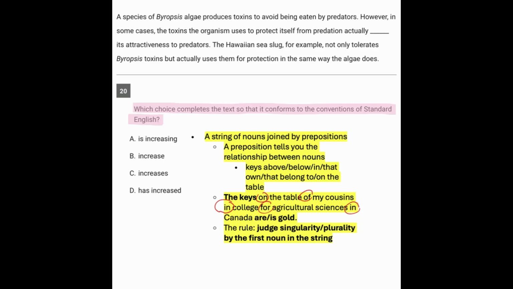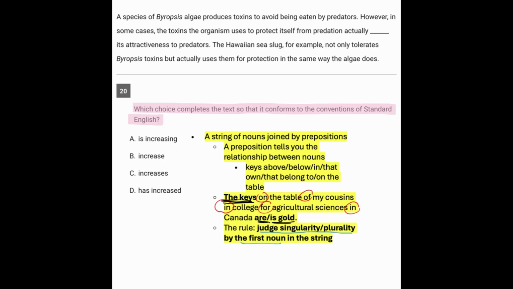But the rule when you're in this situation is simply judge singularity and plurality by the very first noun in the string. So in other words, the keys are gold. So the string of nouns joined by prepositions is a way to confuse you in terms of singular and plural. And so a lot of times, some of the extra words will be the opposite of what you need. If you need singular, you'll see a lot of plural words and the opposite.